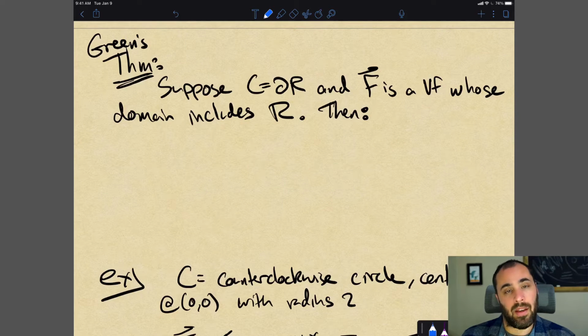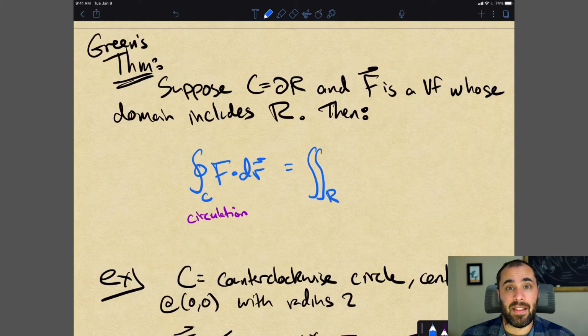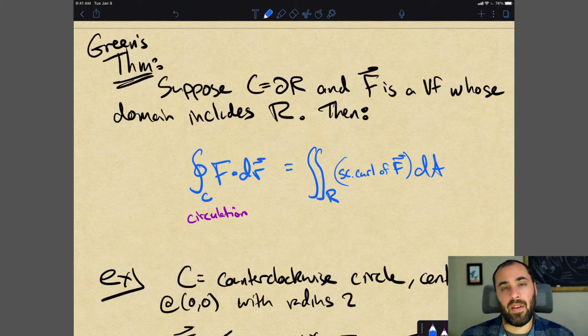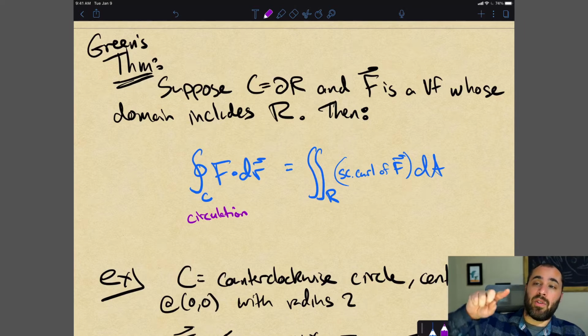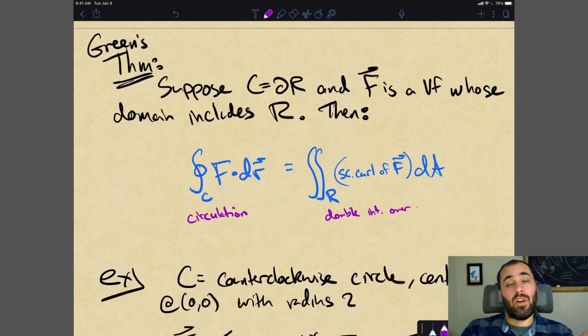Then, on one side, we have a circulation integral of F along the curve C. Remember, a circulation integral is just a line integral that starts and ends at the same place. And this is equal to a double integral over the region R of the scalar curl. So the scalar curl is a scalar function, a real valued function. So on one hand, we've got a line integral that goes around a region. And on the other hand, we've got a double integral integrating a function over the whole region.